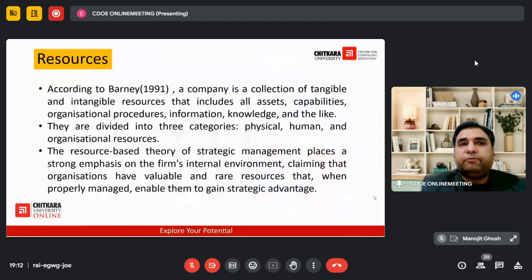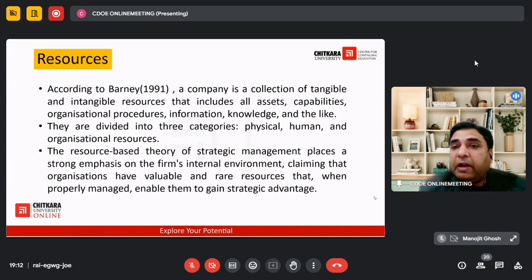Coming to the next slide, one by one we will discuss, starting with the resources. Now, according to Barney in 1991, a company can be termed as a collection of tangible or intangible resources. Tangible, which we can touch; intangible, which we cannot touch, in the form of assets, capabilities, procedures, information, and the like. So what I mean to say, if a company like Paytm is in the market, they have to meet the financial deadlines as per the government policies of India or RBI. If they are not adhering, this means their procedures, their information, their knowledge is not up to the task.